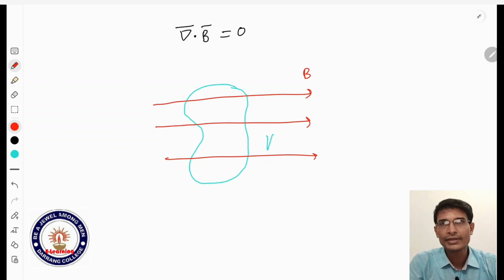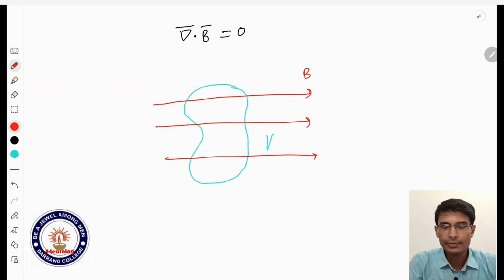amount of magnetic lines of force that have entered inside the volume will be the same as the net amount of magnetic field that is exiting the volume, right? Because no magnetic lines of force are being generated inside this volume, nor are any magnetic lines of force being consumed within this volume.